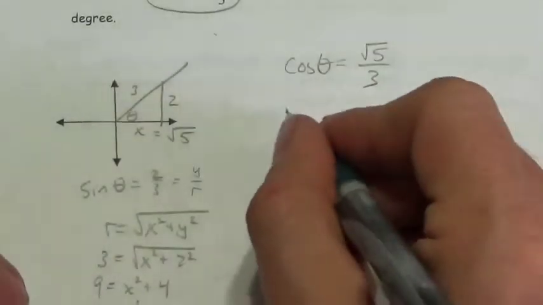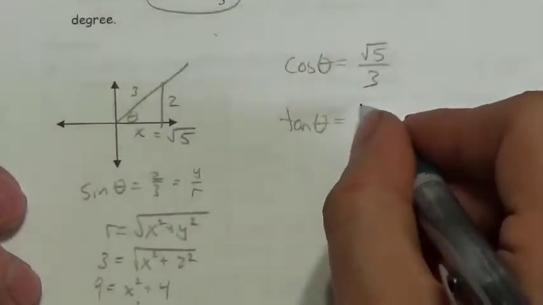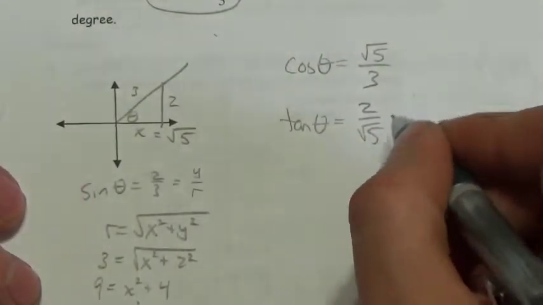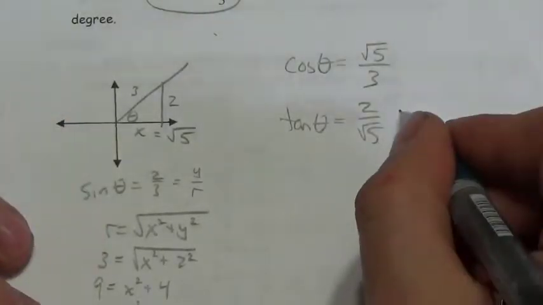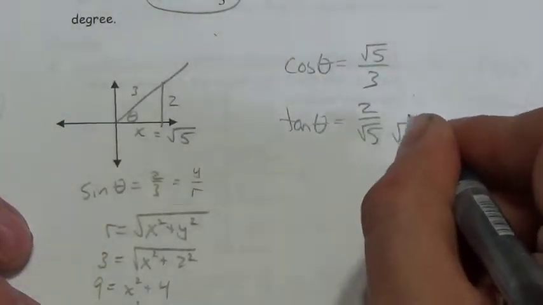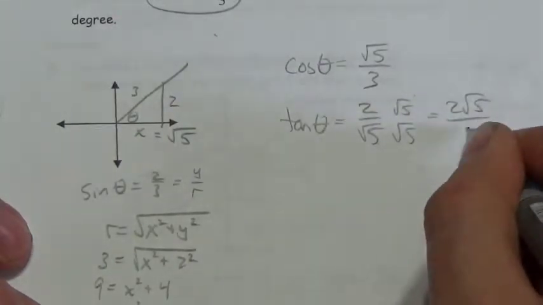So that's fine. Tangent of theta is going to be the y-coordinate over the x-coordinate. So that's going to be 2 over root 5. And again, that might be okay. It might not, though. So it might be that I have to multiply numerator and denominator by root 5 to get 2 root 5 over 5.